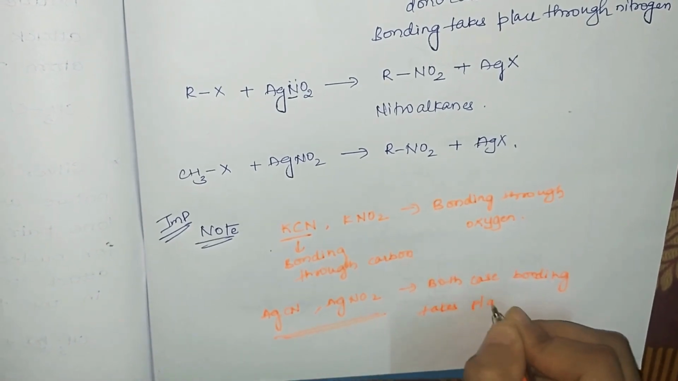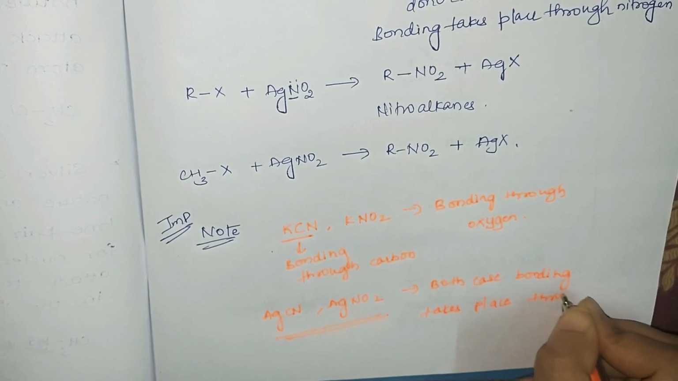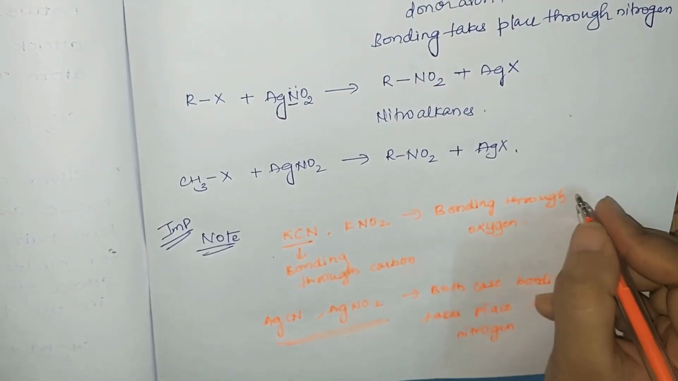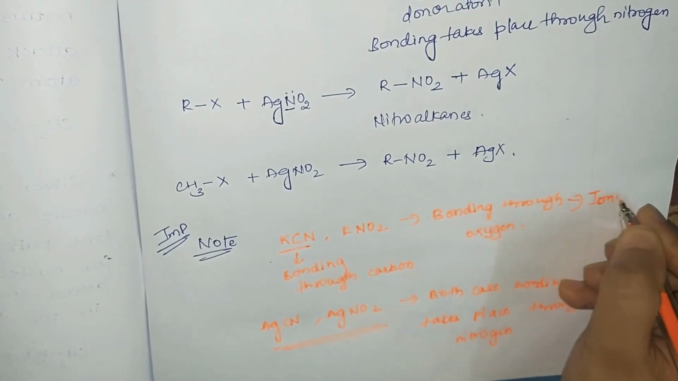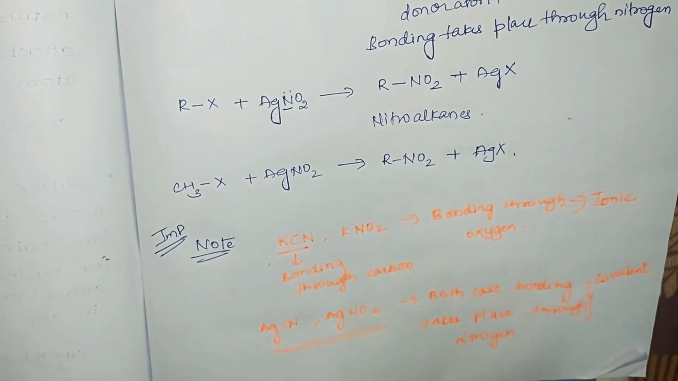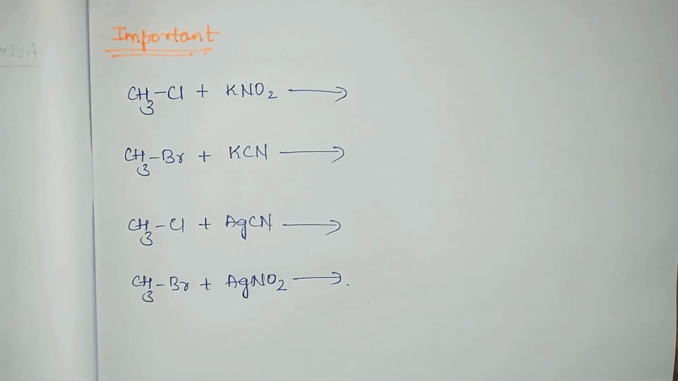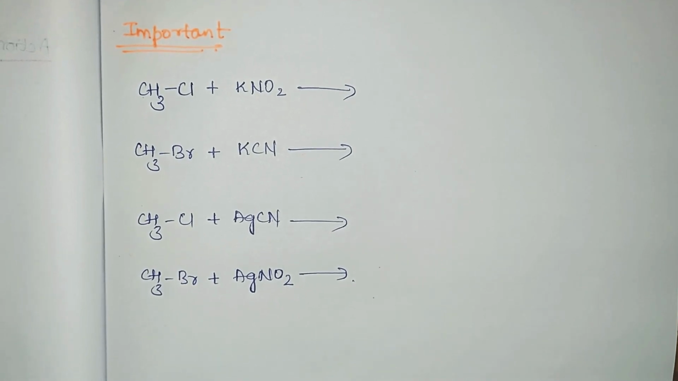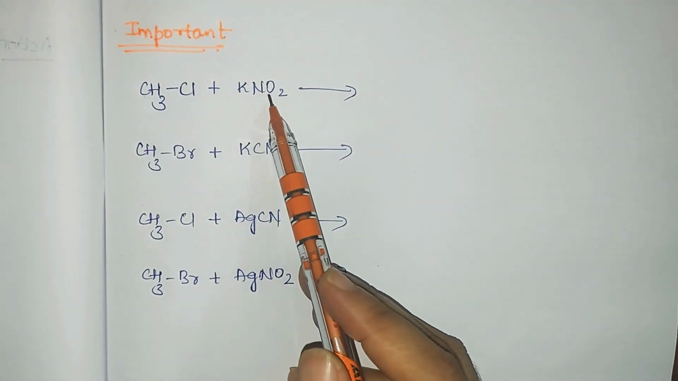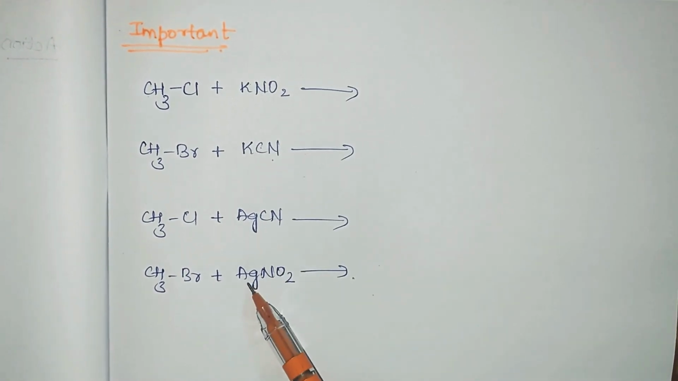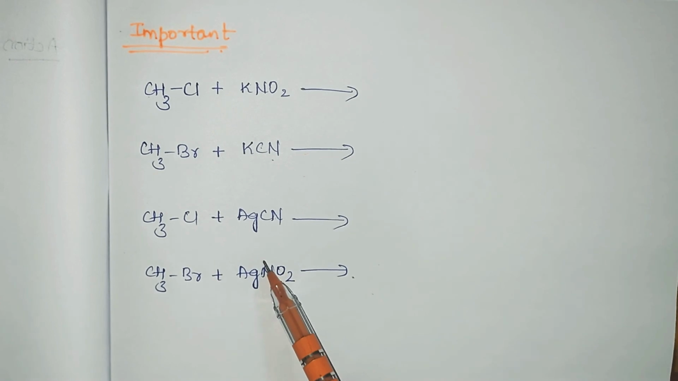So what is the main reason for this? Why is it through carbon and oxygen in potassium compounds and through nitrogen in silver compounds? Because potassium cyanide and potassium nitrite are ionic. Silver cyanide and silver nitrite are covalent in nature. So try to solve these reactions. Remember that whenever it is potassium nitrite, here bonding takes place through oxygen. In potassium cyanide, bonding takes place through carbon, but whenever it is a silver compound, whether it is silver cyanide or silver nitrite, bonding takes place through nitrogen.